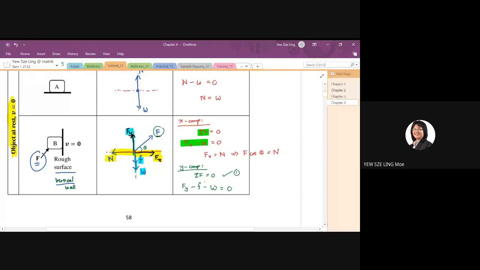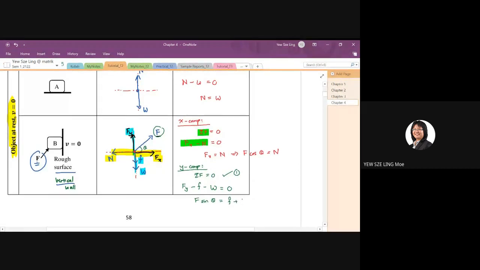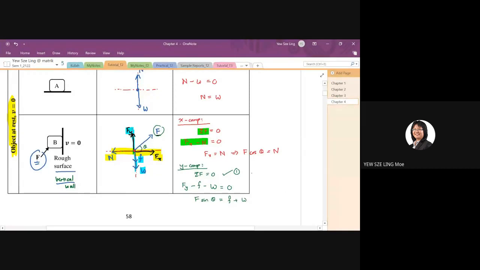So if you rearrange or expand the equation, you're going to get F sine theta equals frictional force plus W. So basically, when you have situations where velocity is equal to 0, either the object is at rest or the object is moving with constant velocity, then the force going to the right would be equal to the force going to the left. The force going up would be equal to the force going down. That is the idea. Okay, so we are done with the first 2 questions.